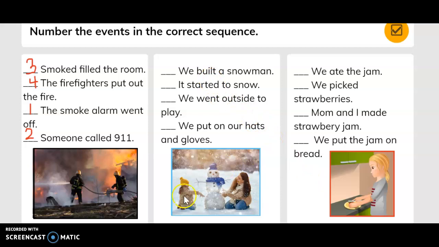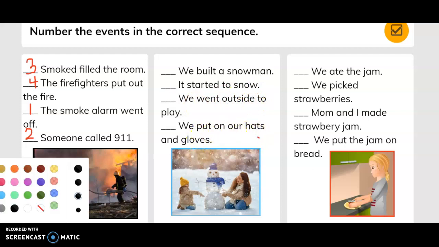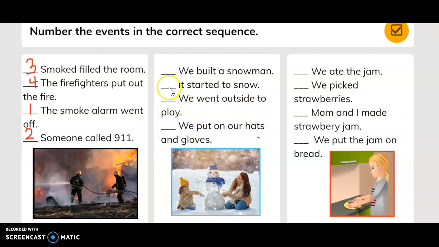Over here, we have a picture of children building a snowman. So we built a snowman. It started to snow. We went outside to play. We put on our hats. It started to snow. We put on our hats and gloves. We went outside to play. We built a snowman.